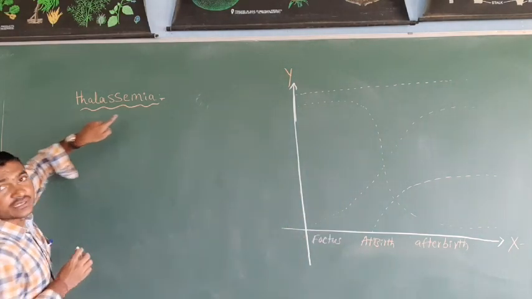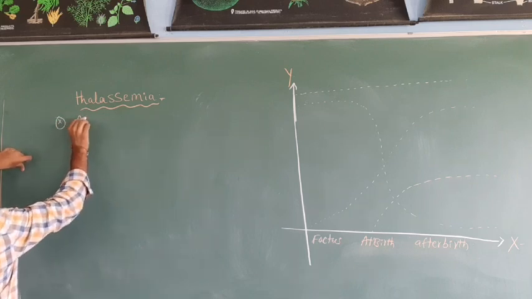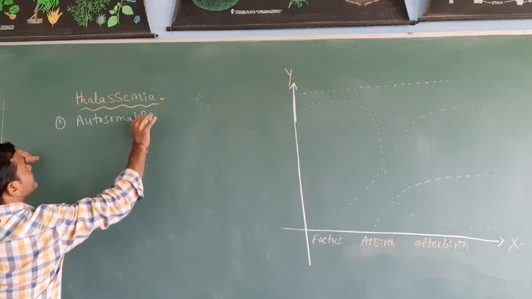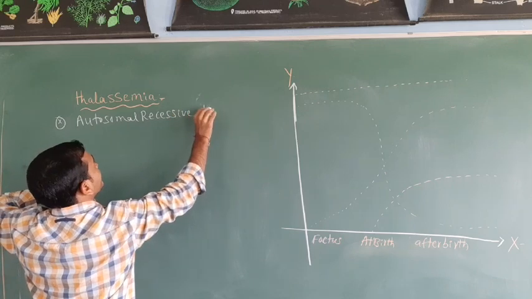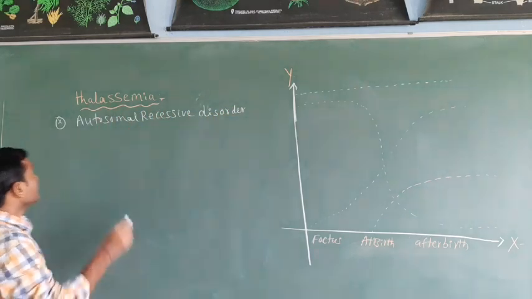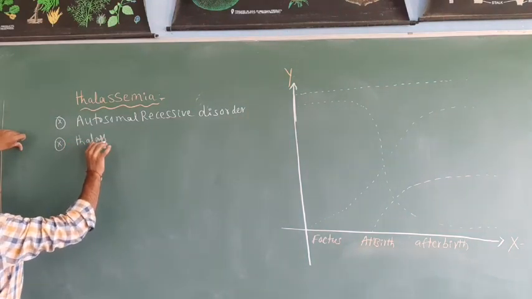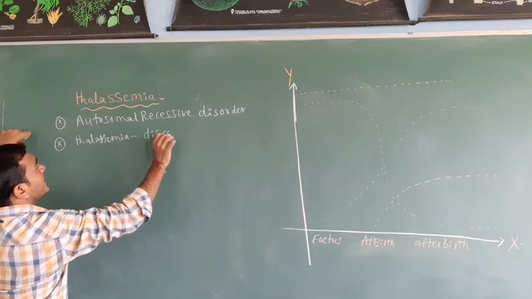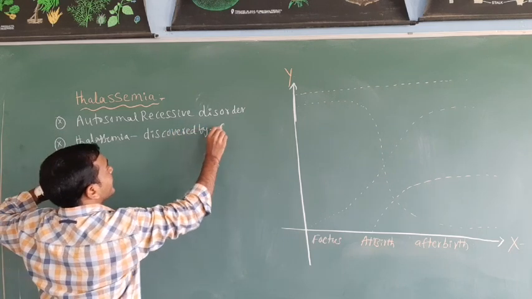See here, the first thing about thalassemia: it is an autosomal recessive disorder. Thalassemia was discovered by Cooley.